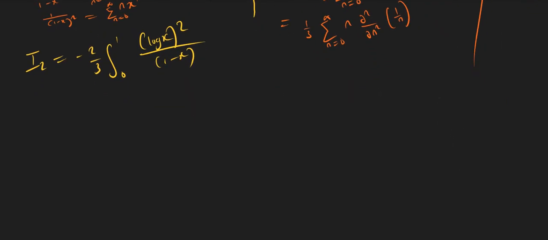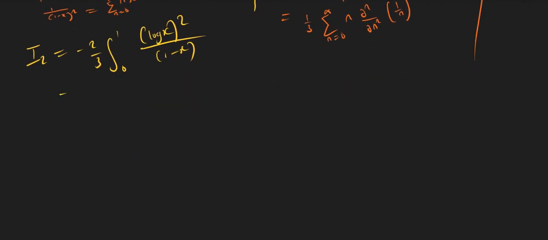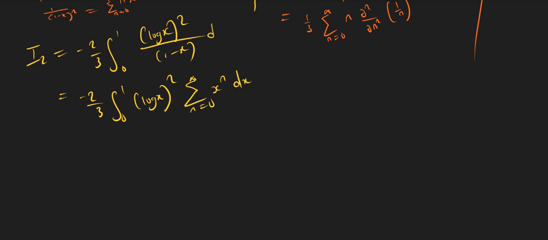Okay, so again, we're going to use our method. This is going to equal negative 2/3 of the integral from 0 to 1 of logarithm of x squared times the sum as n runs from 0 to infinity of x to the n dx, of course. Then this will be negative 2/3 times the integral from 0 to 1.